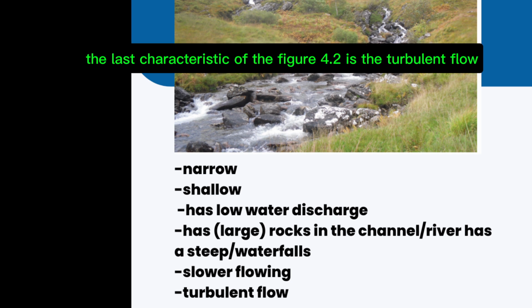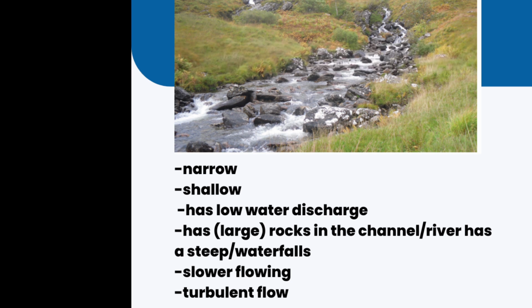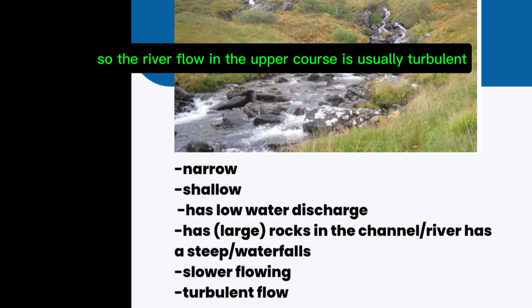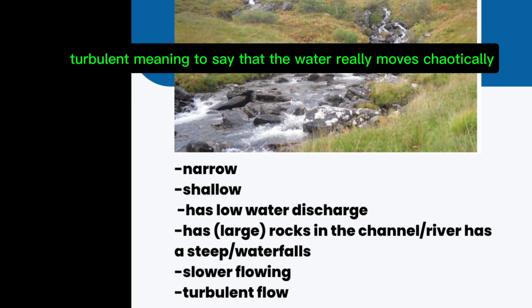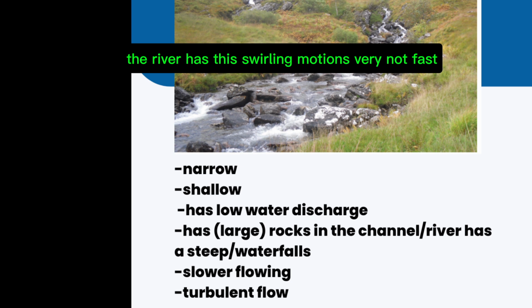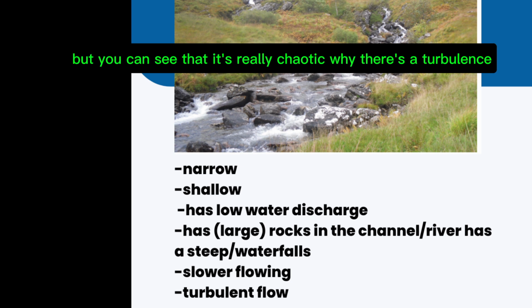The last characteristic of figure 4.2 is the turbulent flow. So the river flow in the upper course is usually turbulent. Turbulent meaning to say that the water really moves chaotically. Okay, the river has this swirling motion, not very fast, but you can see that it's really chaotic.